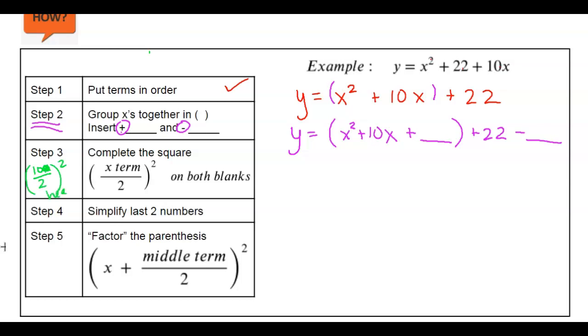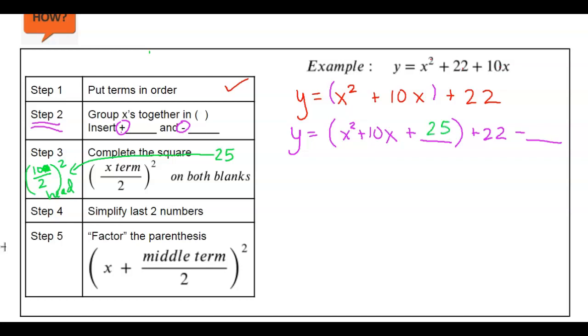You do all of this in your head or on paper, okay? You don't really see that work in the problem, really. So I'm going to take 10 divided by 2 is 5. 5 squared is 25. So I'm going to write that right here. So I got 25. Now, I'm going to write that on both blanks.